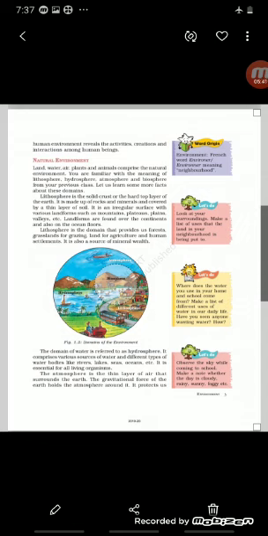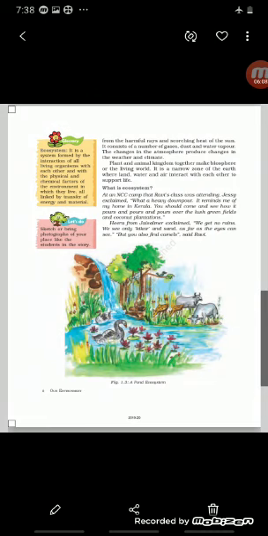The atmosphere. Let us know about atmosphere. The atmosphere is the thin layer of air that surrounds the earth. The gravitational force of the earth holds the atmosphere around it. It protects us from the harmful rays and scorching heat of the sun. It consists of a number of gases, dust and water vapor. The changes in the atmosphere produce changes in the weather and climate.